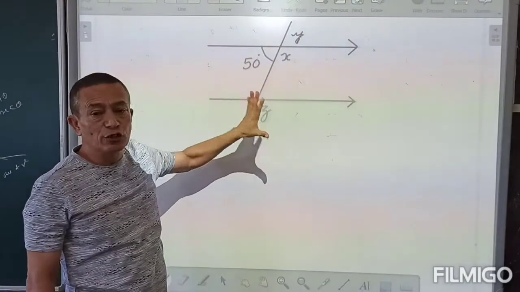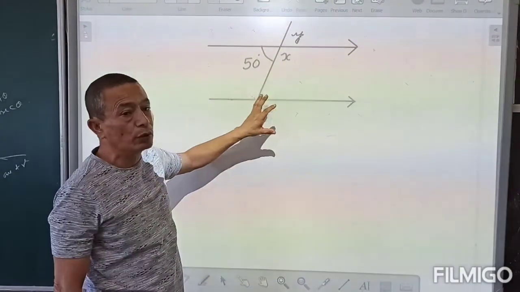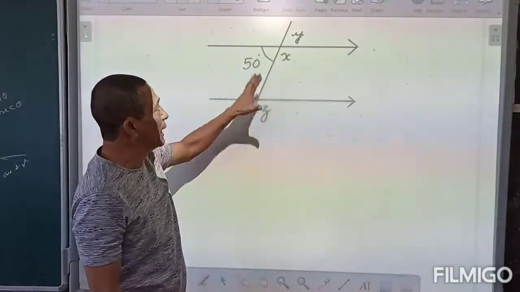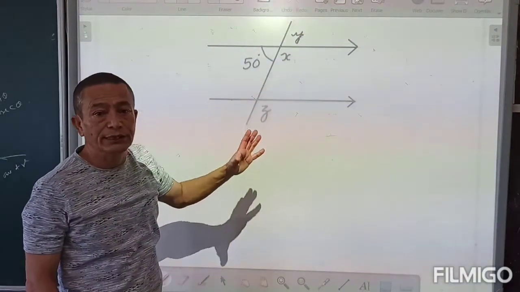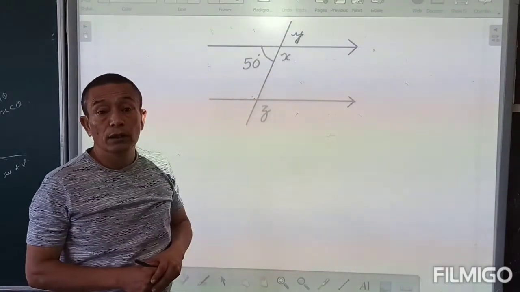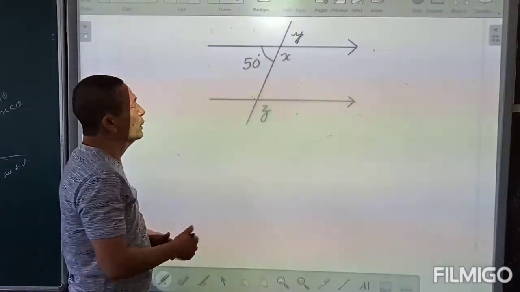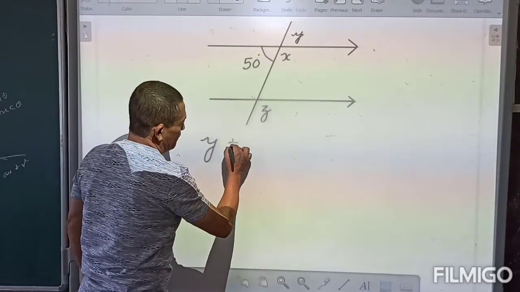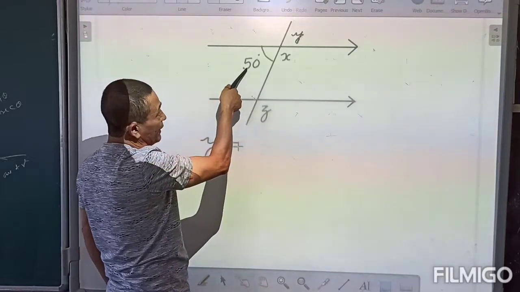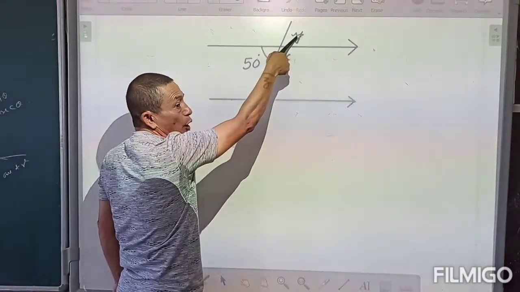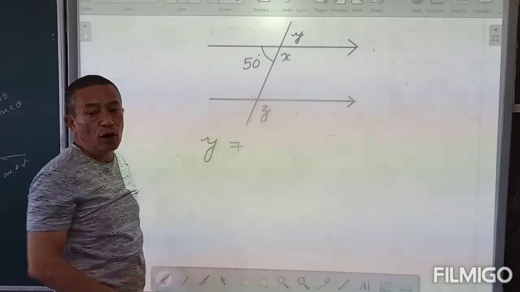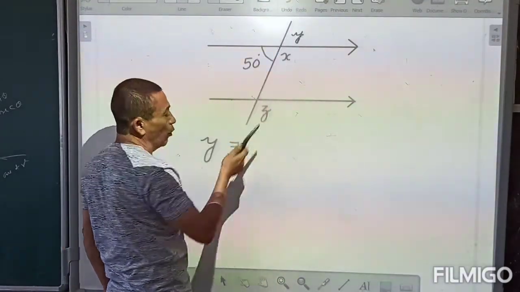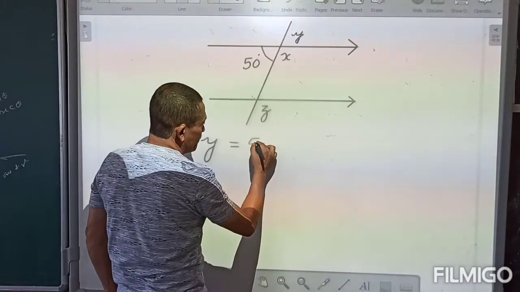So it is not necessary for us to find out in a serial manner, like for example x, y and z. I can go y, x and z depending on which is convenient for you. Let's begin with y. Now if you look at y, this angle is given as 50 degrees and y is vertically opposite to it. Vertically opposite angles are always equal. So if this is 50, y also has to be 50 degrees.